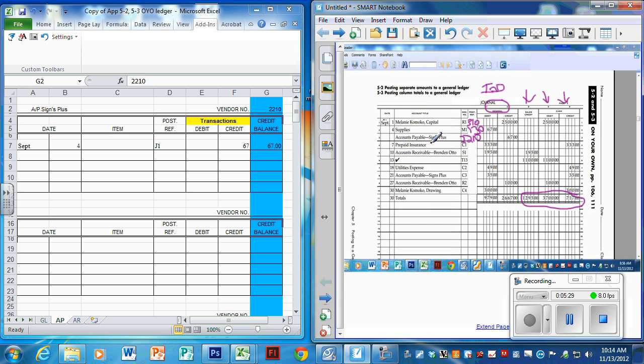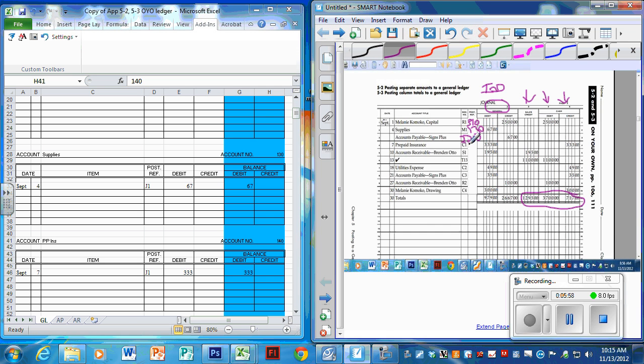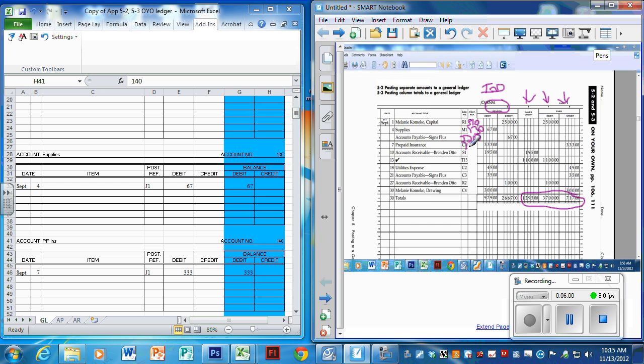Next one's PPNs. I'm going to go to my GL account, find PPNs. I write the date, September the 7th, journal page number 1. I'm going to post my individual amount, 333. I'm going to calculate my balance. There was no beginning balance, so a 333 debit plus a 0 is a 333 debit. I take the 140, and I'm going to post it back to my account right here, 140.